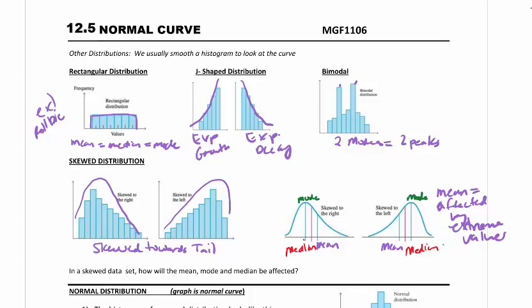In our skewed data, how will the mean, mode, and median be affected? And that's what we just drew up here. The mean is affected by extreme values. It will always be pulled towards what I call the outliers, which are the extreme values, the extreme small values or the extreme large values. We saw that when we did our actual measures of central tendency with the fish data.